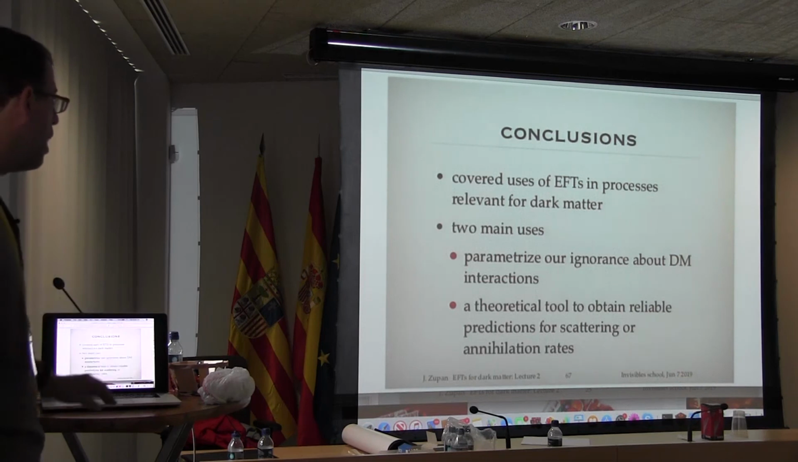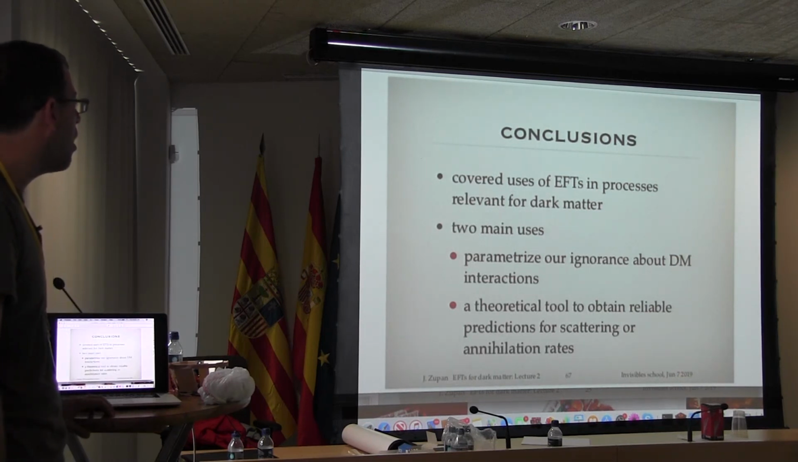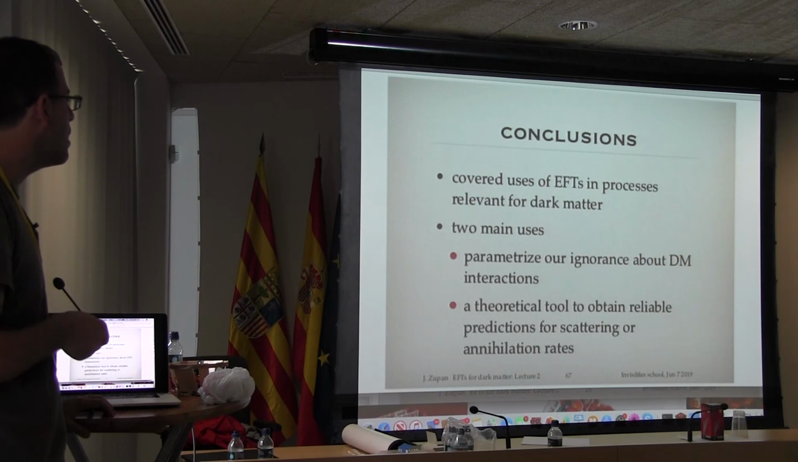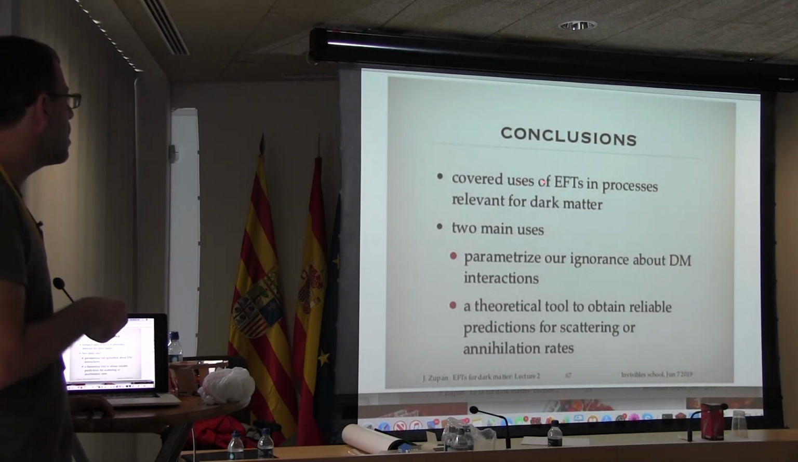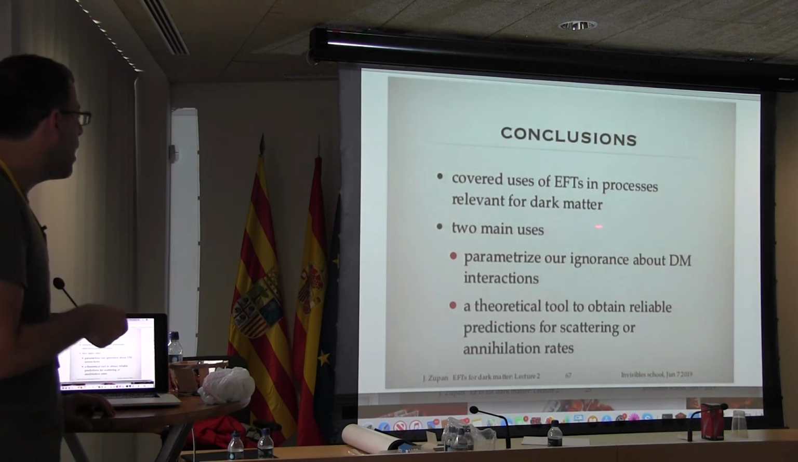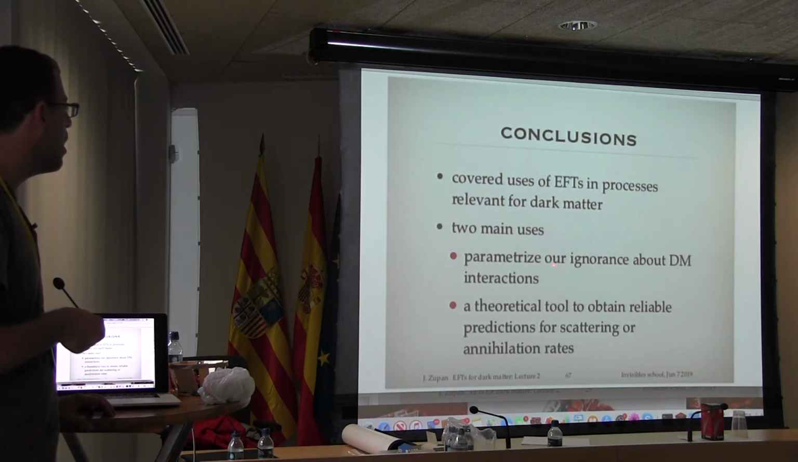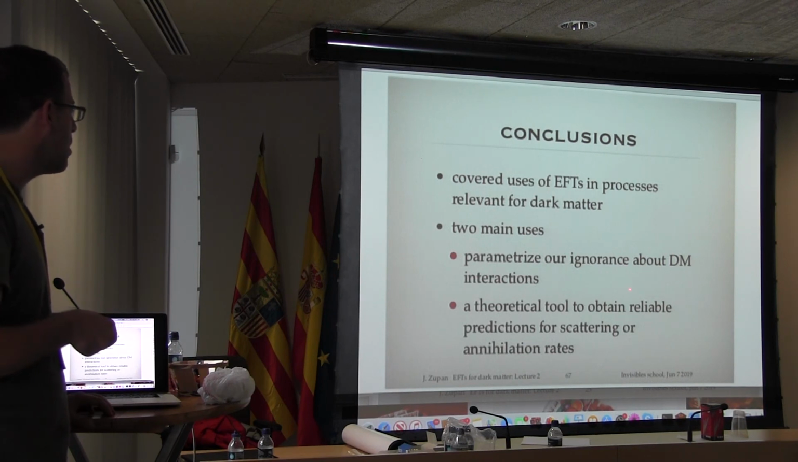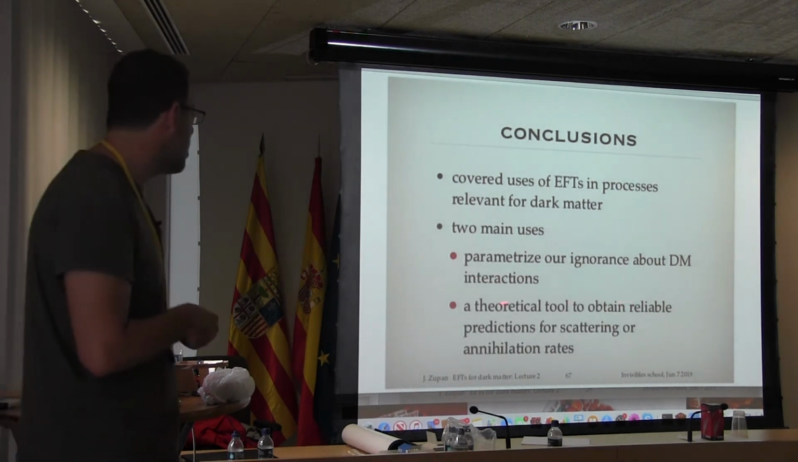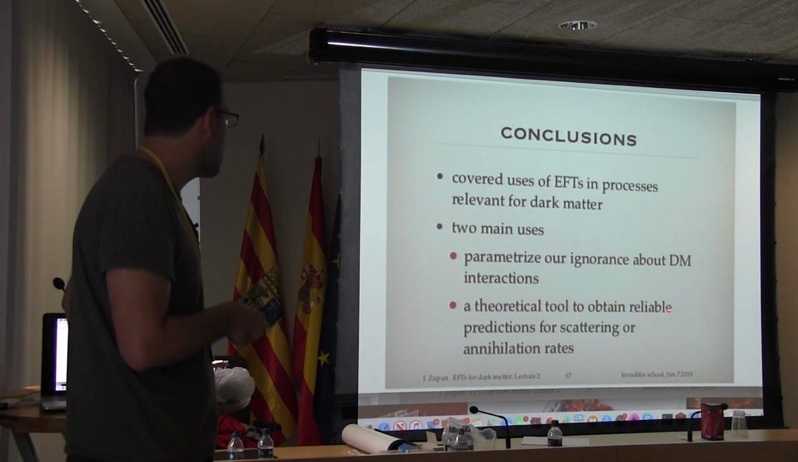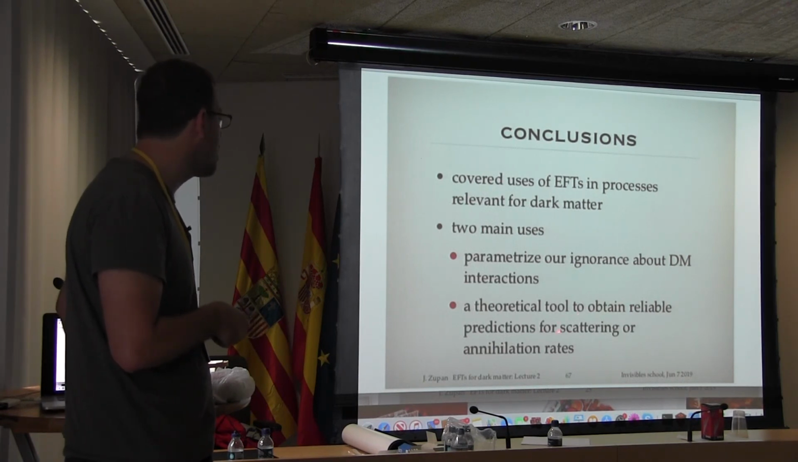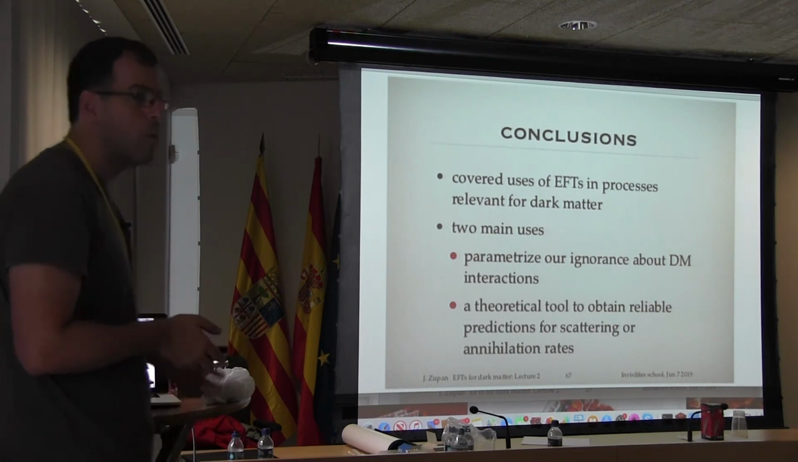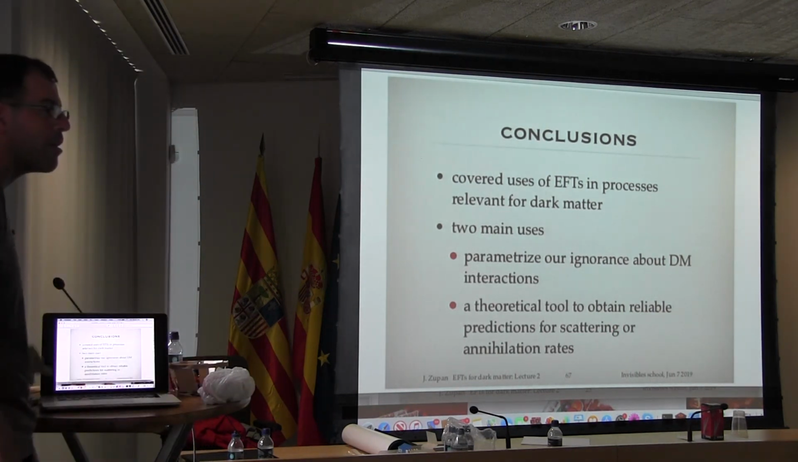So I conclude. What did I do? I covered the EFTs. There were two uses that I covered for the processes relevant to dark matter. I spent most of my time on this one, to parameterize our ignorance about dark matter interactions. However, I think moving forward, maybe it would become even more important that this is a theoretical tool that allows you to obtain reliable predictions for scattering or annihilation rates, and it will become important as soon as we discover dark matter. Thank you.